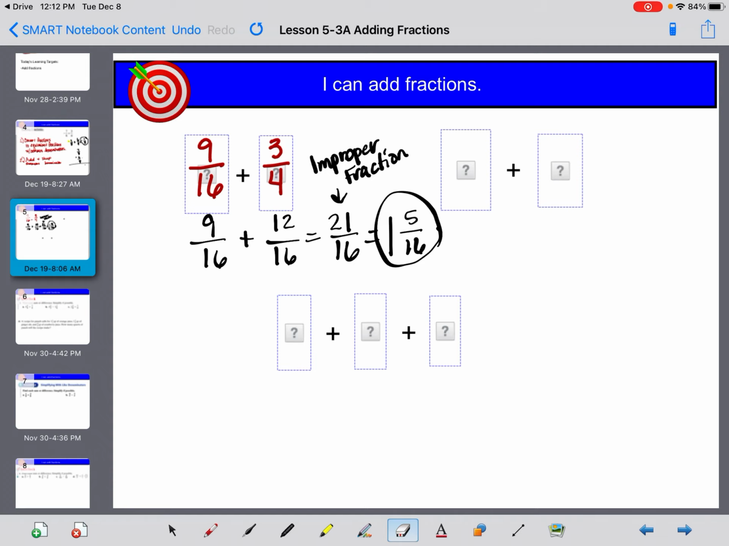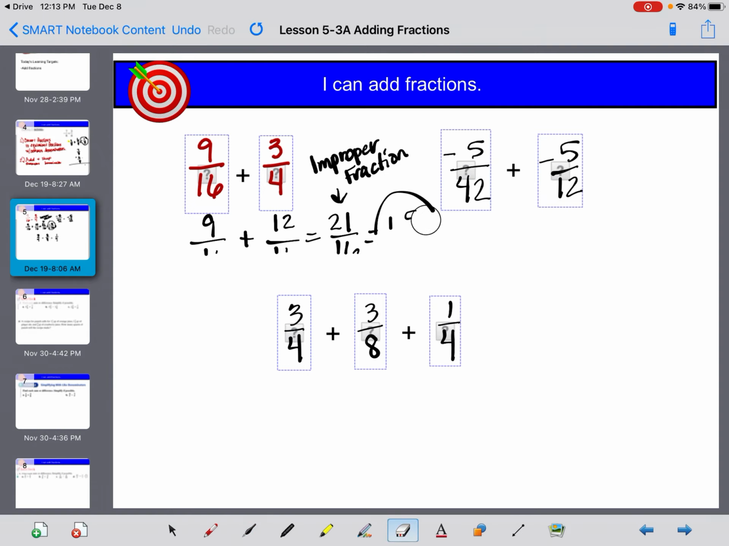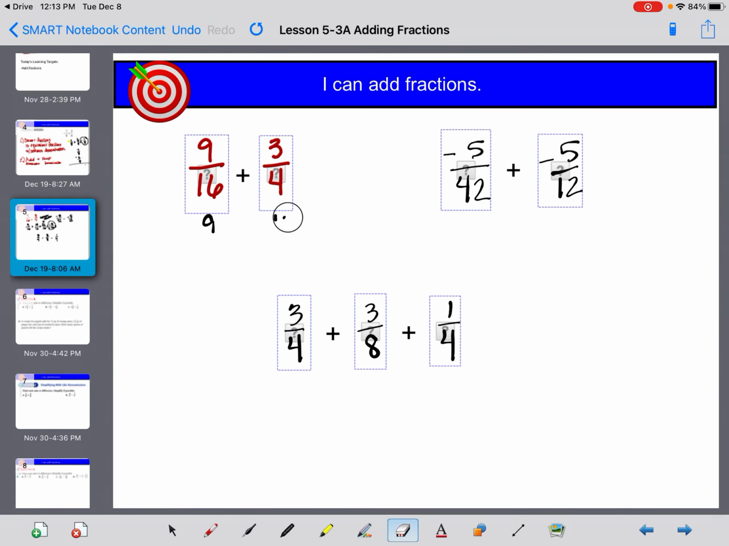All right. I would like you to try these two. Negative 5/42 plus negative 5/12. And then the next one is 3/4 plus 3/8 plus 1/4. Do these along with me. 5/42 and 5/12. Let's see, the common denominator.